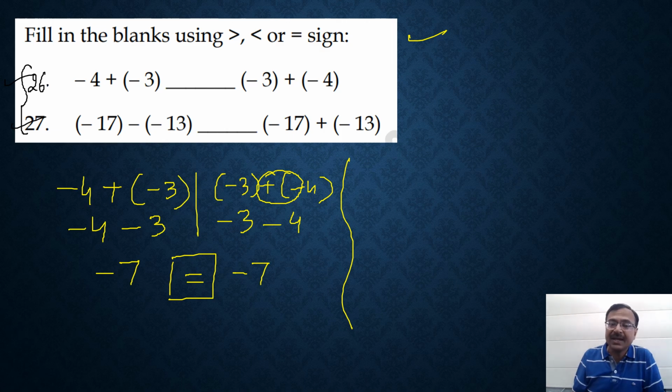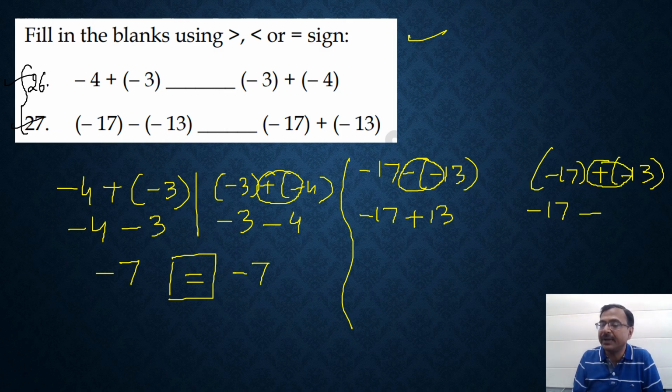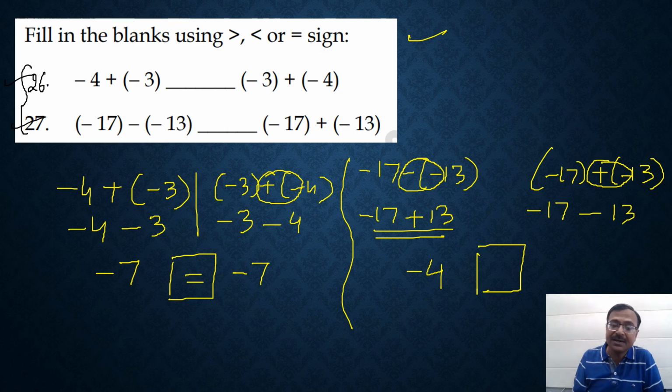Likewise, the second one, -17 minus -13 and -17 plus -13. Now here if you see -17 and the two signs are negatives, right? And they group into a positive sign. And on the other side, there is a positive and a negative sign together. So that gives you a negative sign, right? And -17 plus 13 is going to give you -4, followed by -13 and -17 gives you -30.